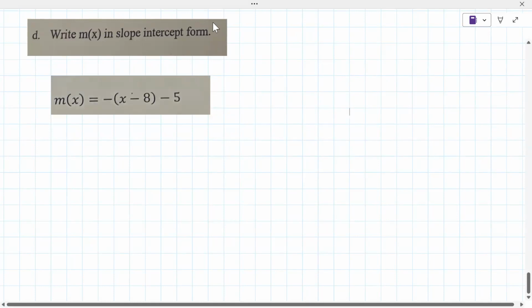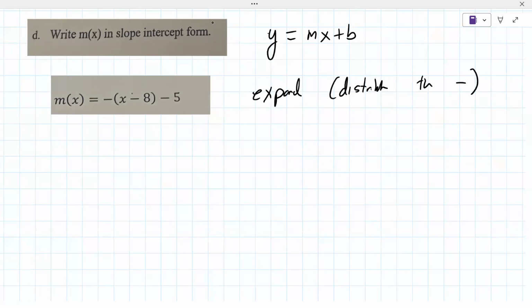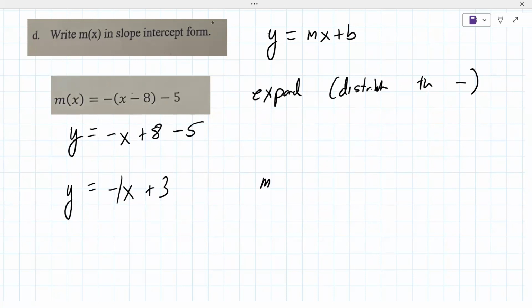Okay. So slope intercept form, that's y equals mx plus b. Basically, you have to expand by distributing the negative. So this becomes negative x plus 8 minus 5. And then you combine like terms. So it'd be minus x plus 3. The slope is the number in front of x. The intercept, or the b value, is the other number.